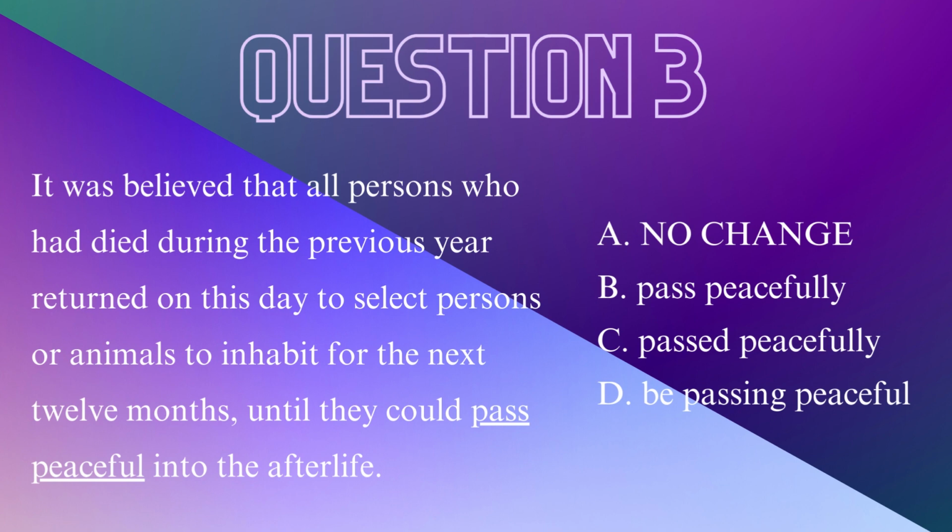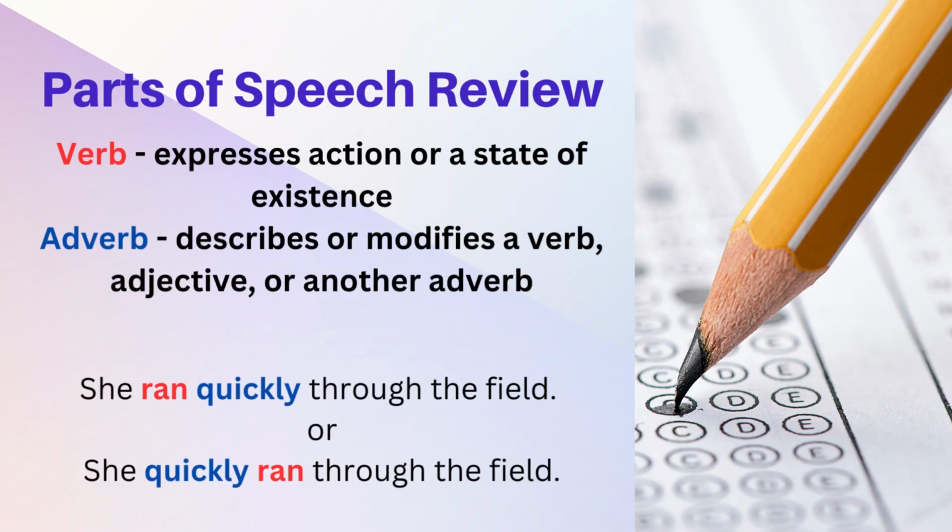So let's review our parts of speech really quickly. A verb expresses an action or a state of existence. An adverb describes or modifies, could be 3 things: a verb, an adjective, or another adverb. So look at these example sentences. The verbs are in red and the adverbs are in blue. She ran quickly through the field. So ran is the verb that shows the action. So how did she run? She ran quickly. Quickly describes her running.